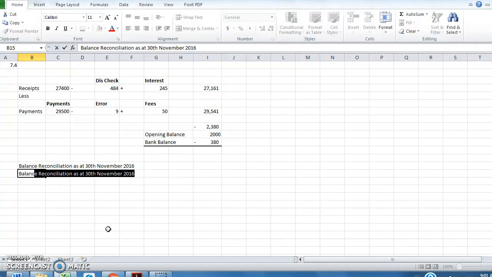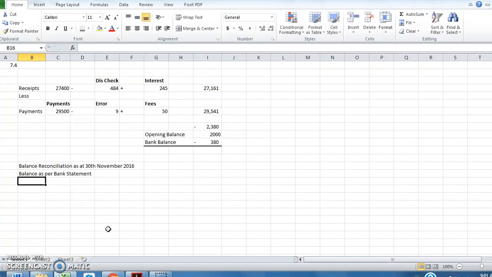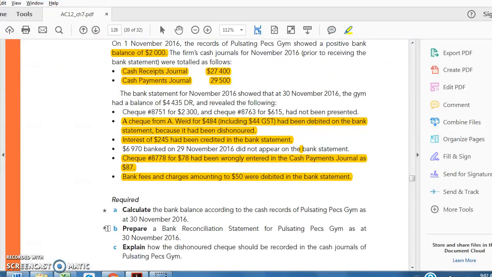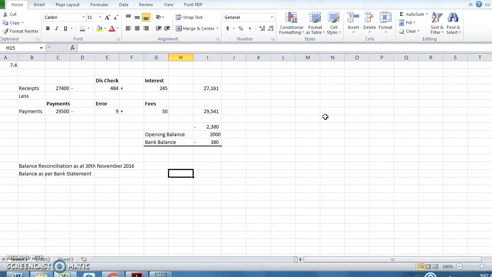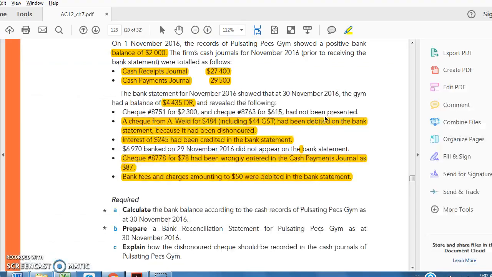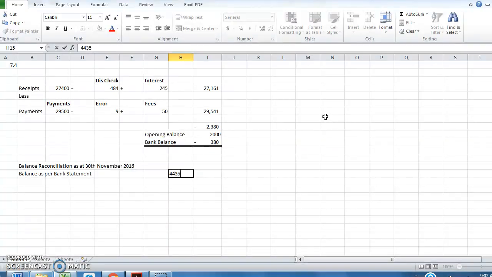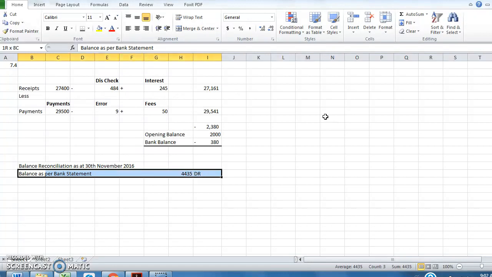So first things first is balance as per our bank statement. So what does our bank statement say? Our bank statement says that we've got 4,443, or was it 4,435? So that's a debit, so it's actually saying it's a negative, so we'll put debit next to it, just so it's nice and clear.